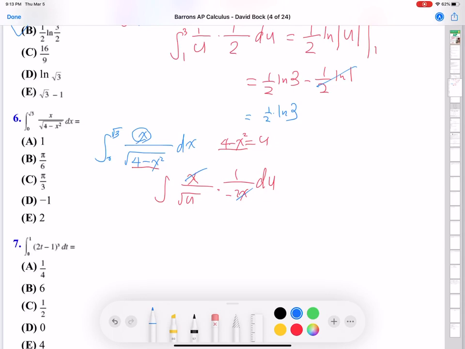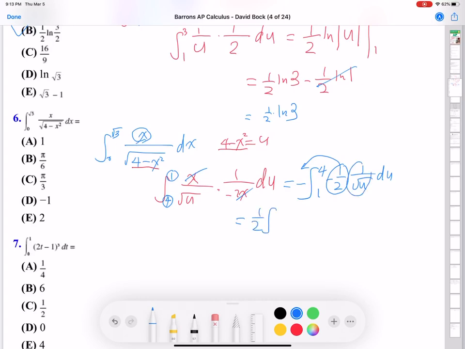If x equals 0, the u value is 4. What if x equals root 3? 4 minus root 3 squared. That's 1. I'm going to switch this upper limit and lower limit. Okay, it's 1 to 4. If you change it, put the negative sign in front. Okay, and then negative 1/2 times 1 over root u du. The negative 1/2 coefficient can go to the front. So negative 1/2 becomes positive 1/2.